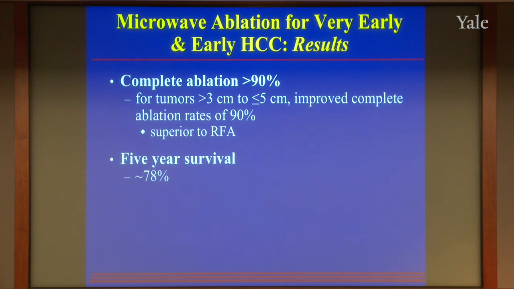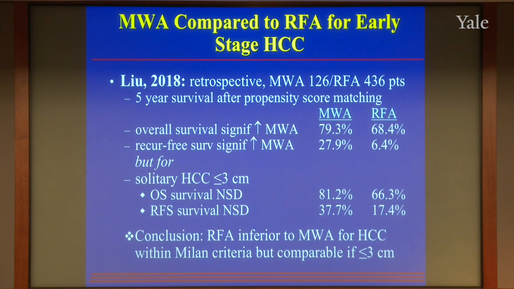Microwave ablation has similar results for small tumors, but the 3 to 5 centimeter range is where the ablation seems to be more successful, hitting 90%, and that's better than RFA. 5-year survivals are not too dissimilar, in the 78% description. We'll go over some more trials on that.